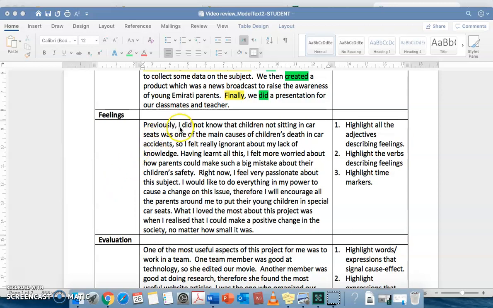Previously, I did not know that children not sitting in car seats was one of the main causes of children's death in car accidents. So I felt really ignorant about my lack of knowledge. The beginning of this sentence tells us the time frame. Previously, or before, at the beginning, or before the start of the project. This is the word previously. This is our time marker.